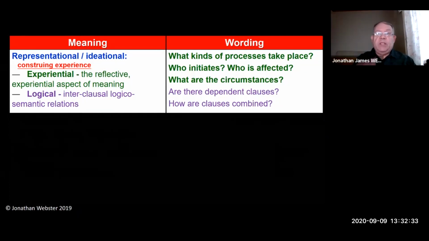This is what we're going to focus on then. We're going to focus on both the experiential and the logical.